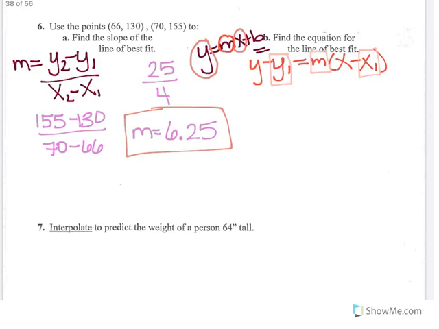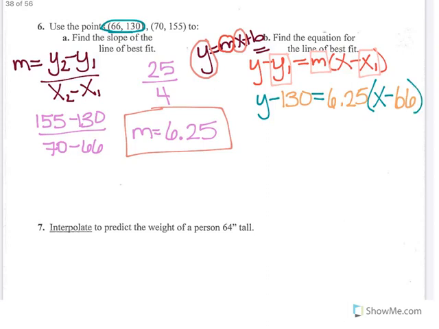So, we'll start with y1. You can choose either point to use. I'm going to pick the point that's dealing with smaller numbers, but it will work for either point. And in 66, 130, 130 would be the y value. So that's going to replace y1. My slope, I already figured out, was 6.25. And then it's going to be in parentheses x minus the x1 value, which would be 66.